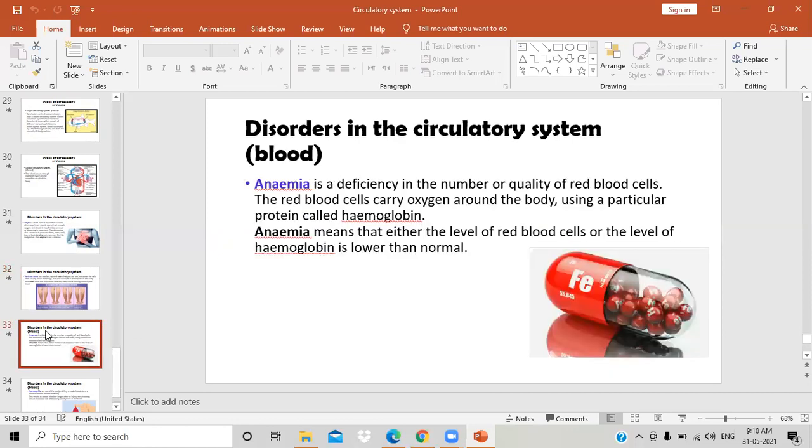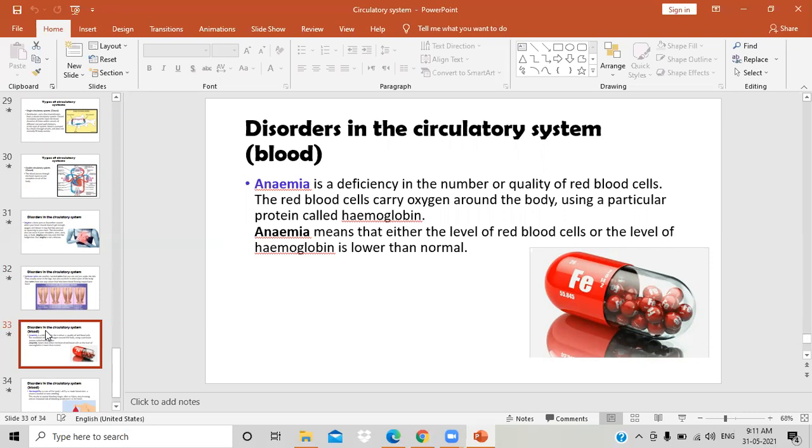Next is anemia, and this is one of the very common disorders that you can find in the circulatory system. And as I told you, since the circulatory system also includes your blood, because this is what runs inside your circulatory system, if you have a disorder in your blood, then it will be considered a disorder of the circulatory system. So what is anemia? There are several types of anemia.